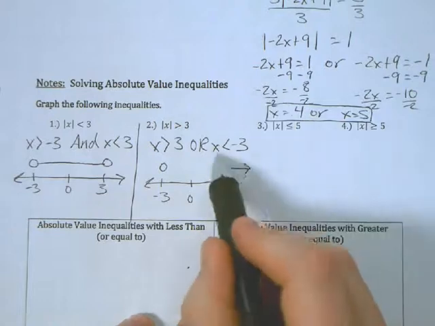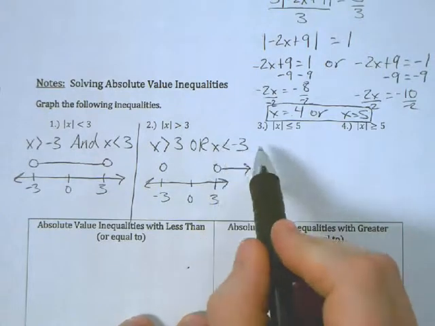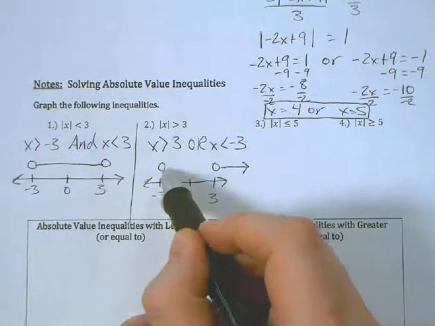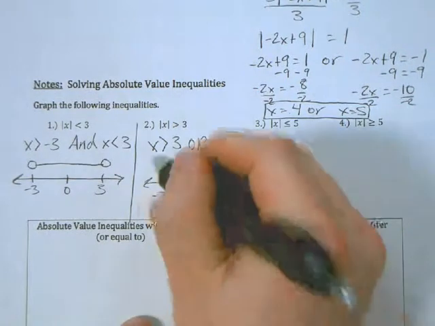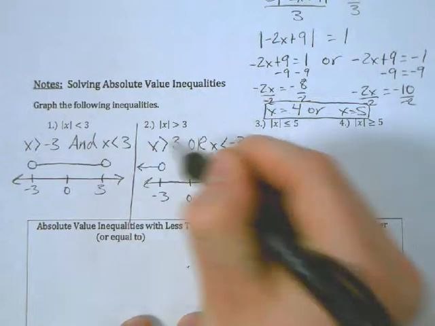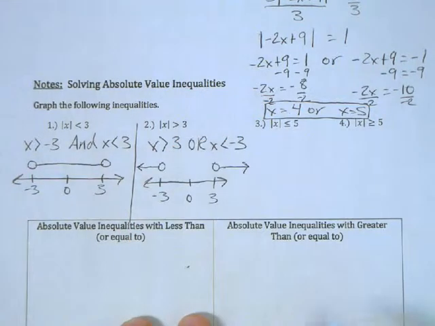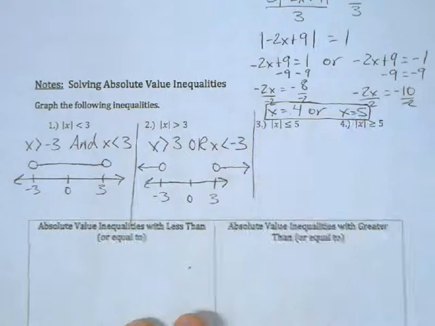Now, we also know that x could be less than negative 3. So we start at negative 3, and which way do we go for less than negative 3? To the left. So that's how you put it on the graph. So I want you to try.